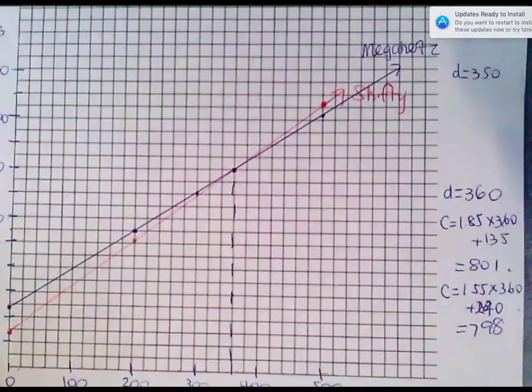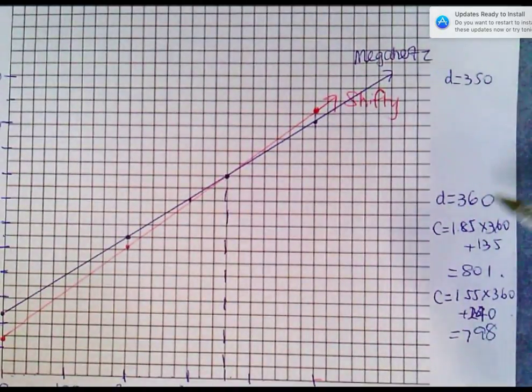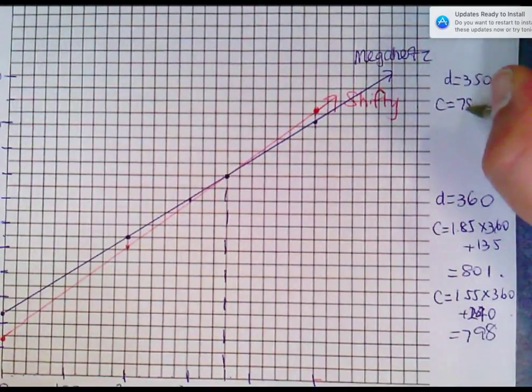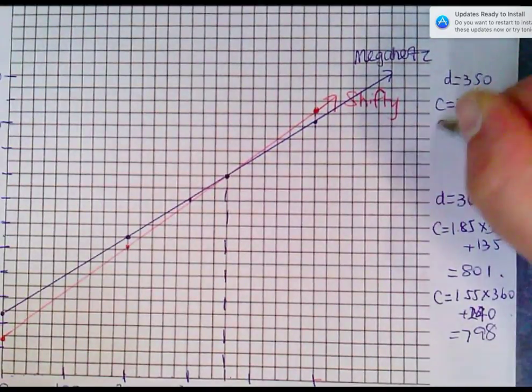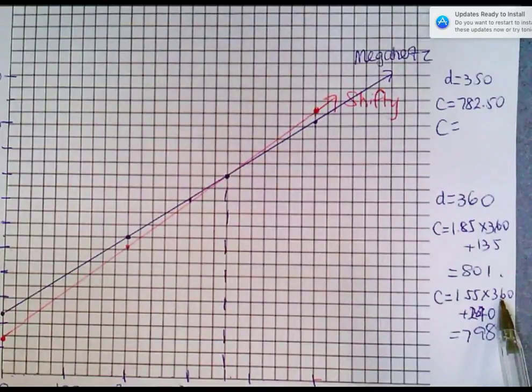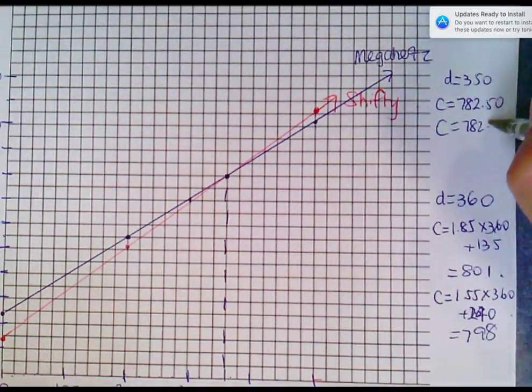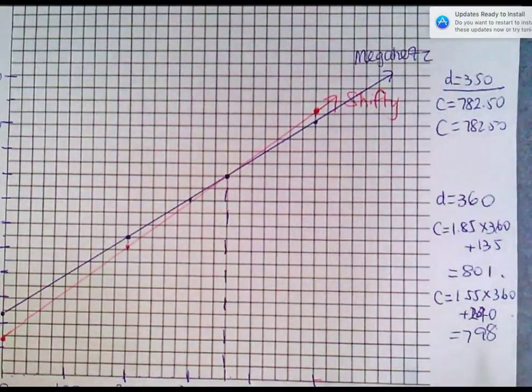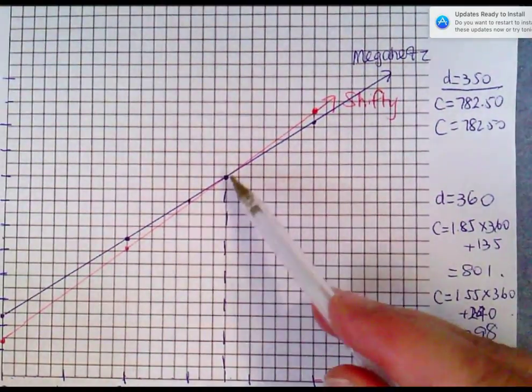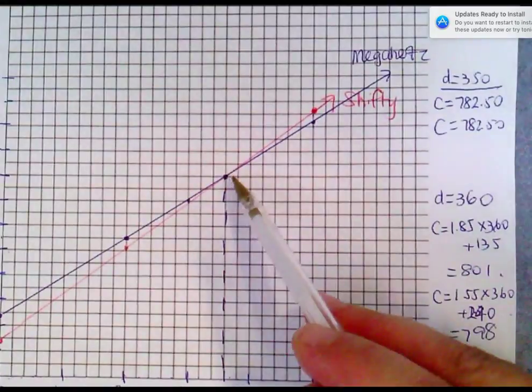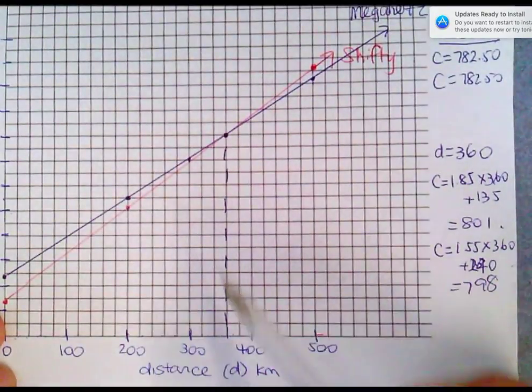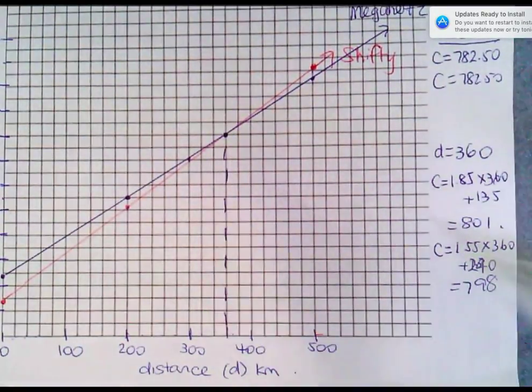So if I do look at D is 350 and substitute D equals 350 into both formulas, for the first one I get $782.50, and if I put D is 350 into the second formula here, I also get $782.50. So therefore the answer is distance is 350, but to give an answer of 360 from your graph, we just give you the correct answer from the graph, so that would be correct.